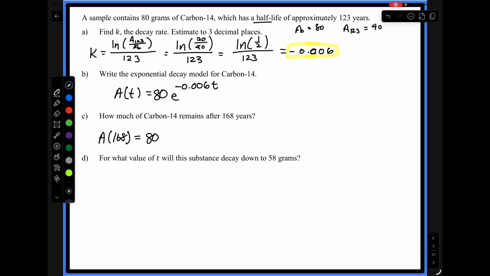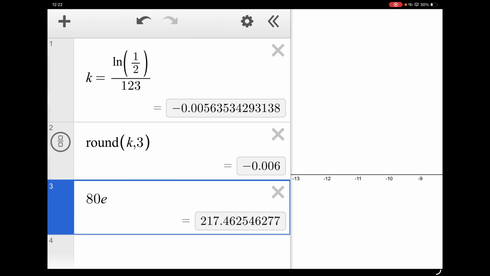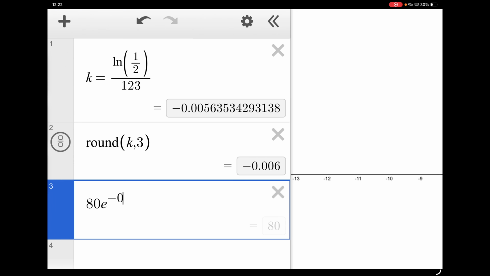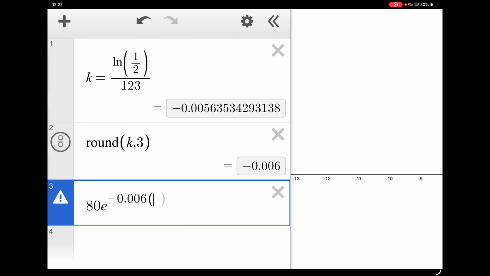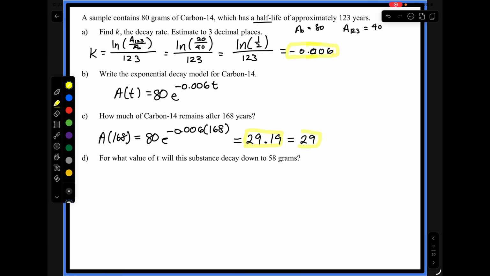That just requires us to replace T with 168. So here I'm typing 80 times e, with the exponent of negative 0.006, replacing the value of T with 168. That brings the entire amount to 29.19, which estimates to 29. Either of these two answers is acceptable: it's either 29.19 or 29.